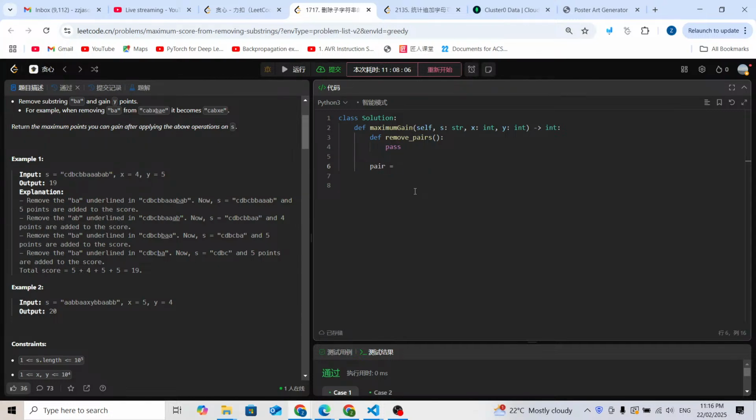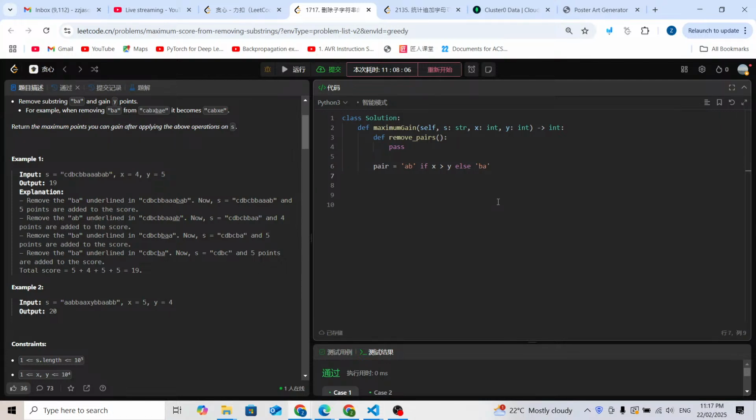So let's prepare the pair. I'm going to call the pair AB if X is more than Y. Otherwise, I will call the pair BA. At the same time, I also need the score. If it is BA, it means I always have the higher score. So for example, if X is more than Y, this means for AB, I'm going to choose the score of X. If the pair is BA, I'm going to choose the score of Y, because Y is always the higher score.